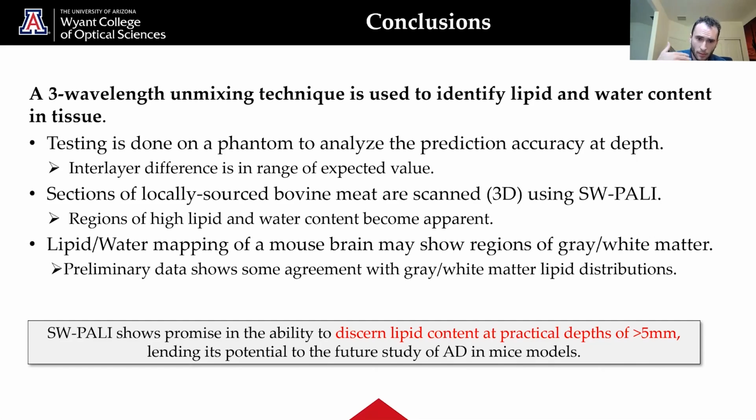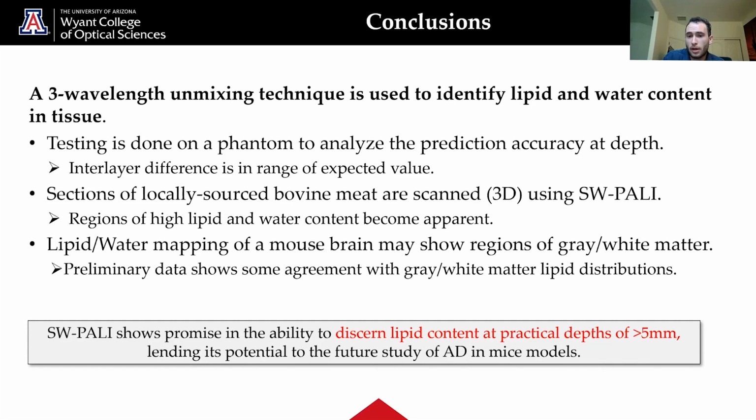And then building off of that even more, we've just recently started applying this to the mapping of a mouse brain to potentially show what we believe to be regions of gray and white matter at this time. In some preliminary data we showed some agreement with the predicted lipid concentrations of those two regions, but certainly more work needs to be done, and that's something we're very excited about. So this all shows that our unmixing method, we believe, has promise in discerning lipid content at practical depths of 5 millimeters.